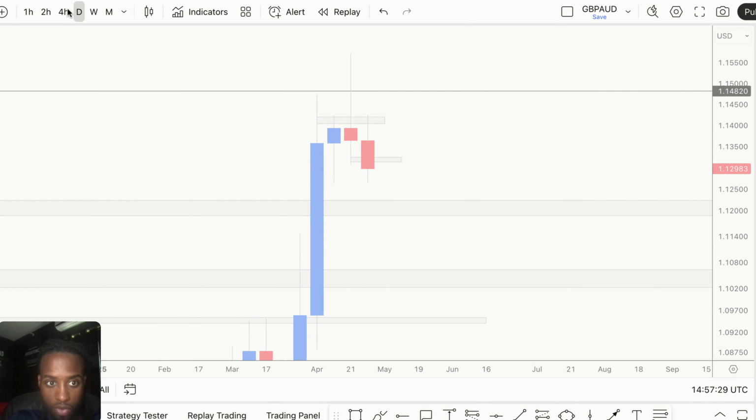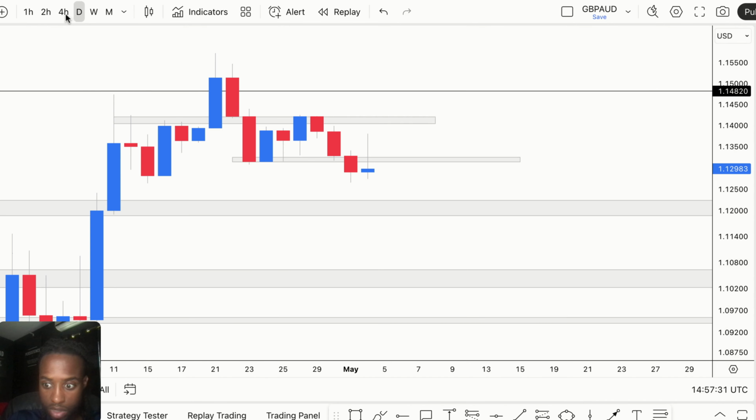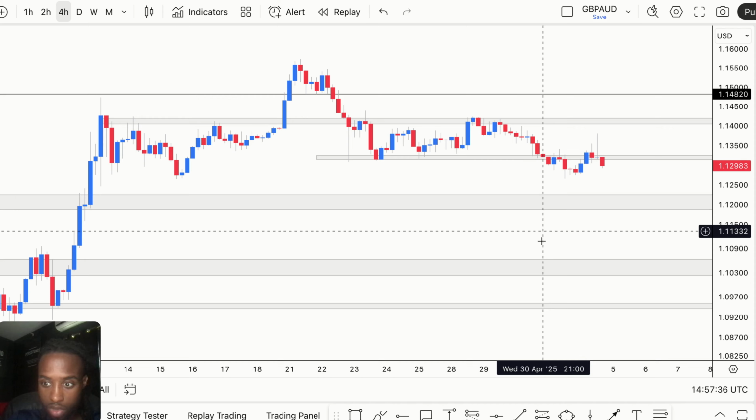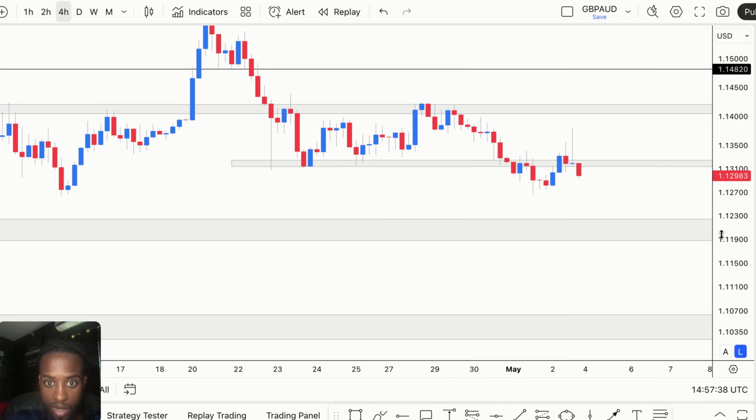Now let's look at this on a 4 hour. We can see price made its way down. We just broke this little level of structure.